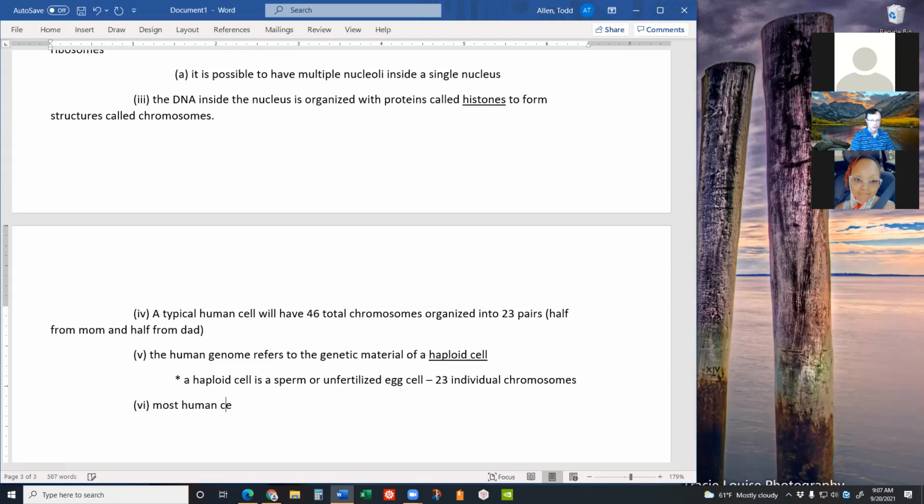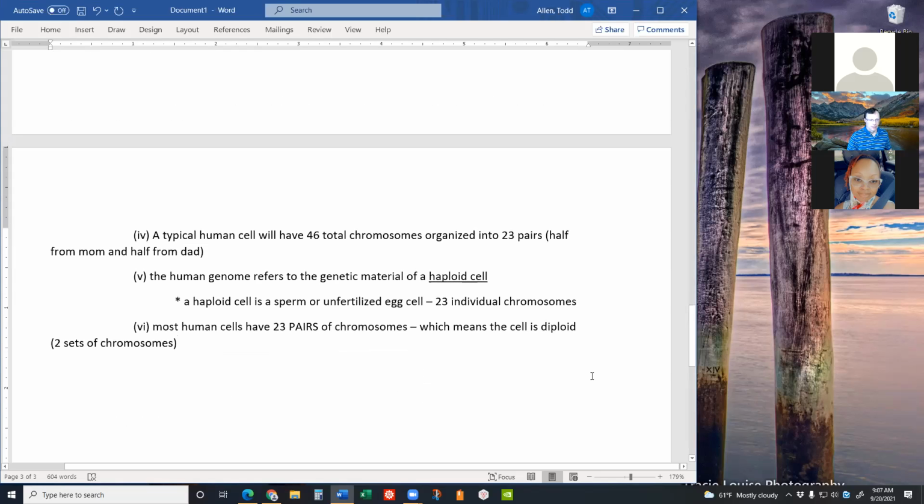Most human cells have 23 pairs of chromosomes, which means the cell is diploid. Diploid, again, referring to two sets of chromosomes. Two sets of chromosomes.